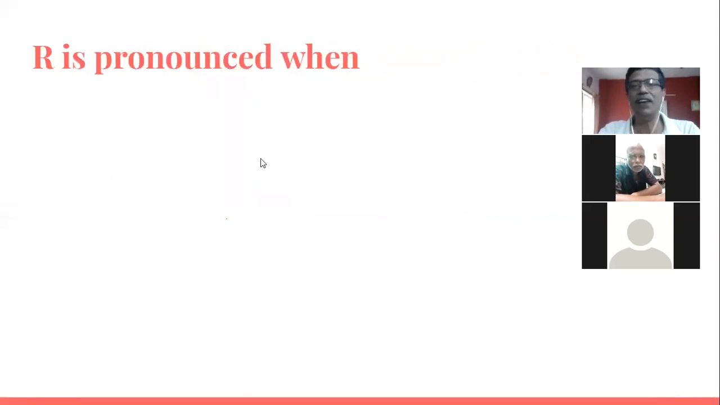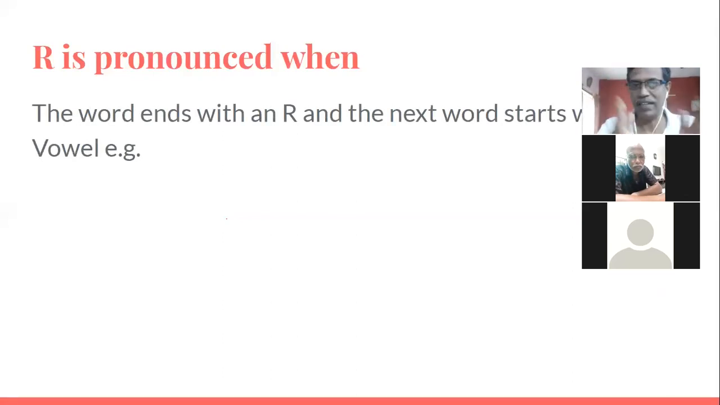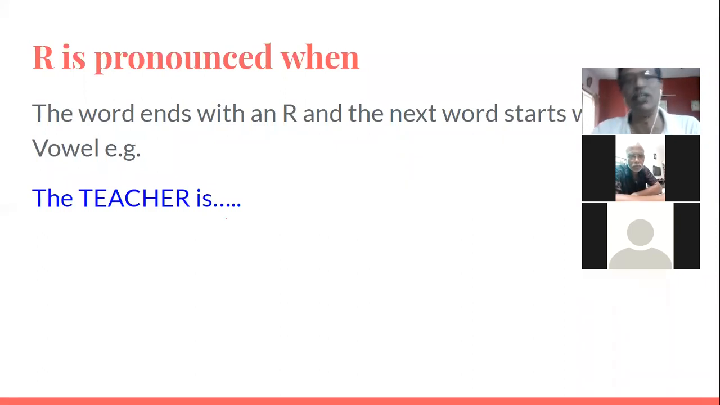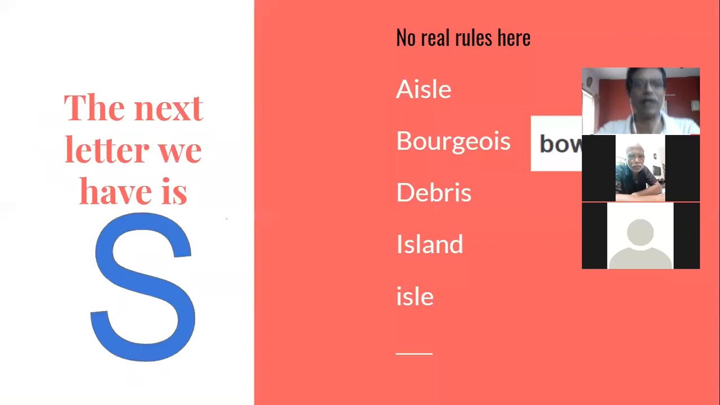Okay, and in British and in Australian English, the R is also pronounced when the word ends with an R and the next word starts with a vowel. For example, the teacher is. Generally, if you keep the R silent, it would be the teacher is. Here we can actually say the teacher is, with a soft R, not a hard R. If you remind me of how to do the soft R, we'll do it in the class. Now let's move on. We are doing good time.